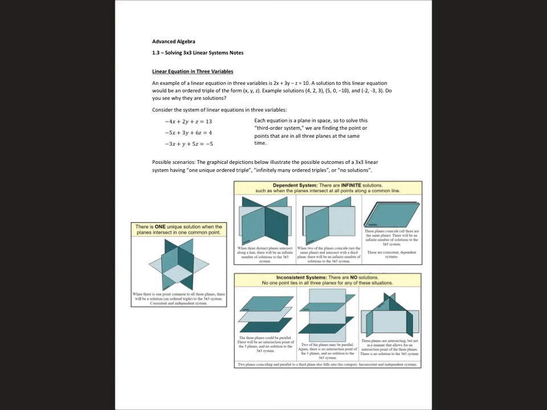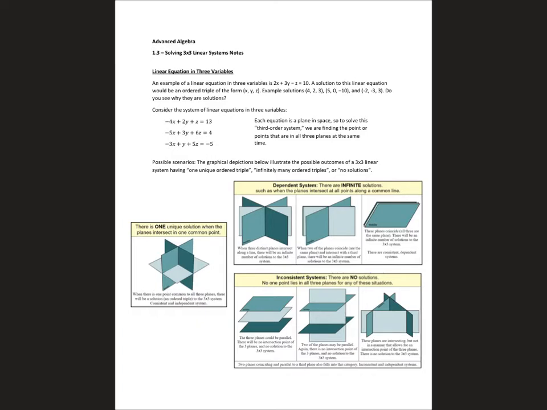All right, to get started with section 1.3, we're going to look at solving 3 by 3 linear systems. Up until this point, we've only dealt with 2 by 2 linear systems, which include two equations with two variables, usually x and y. We found when solving these 2 by 2 systems, there's three basic methods to arrive at our solution.